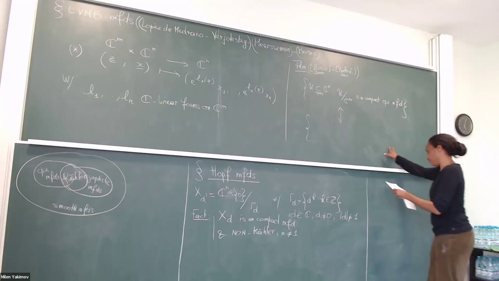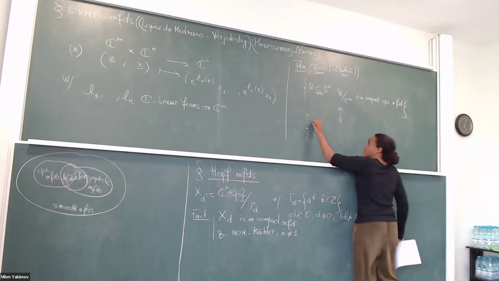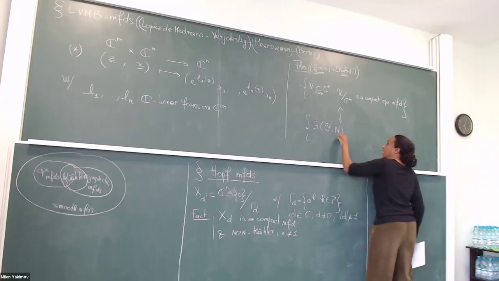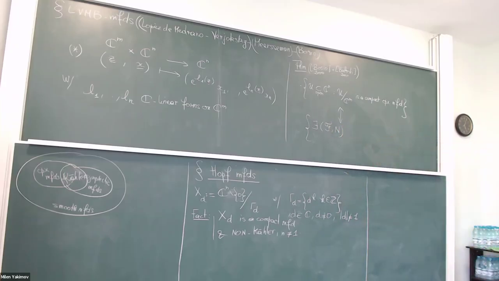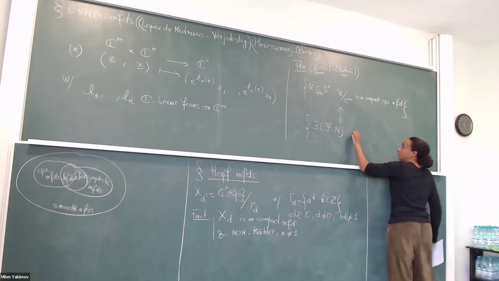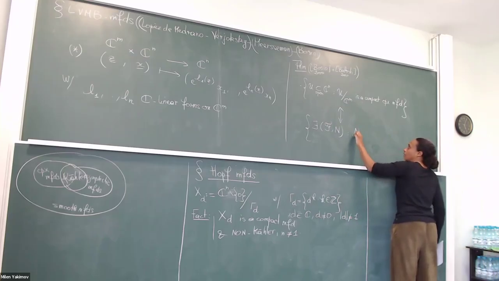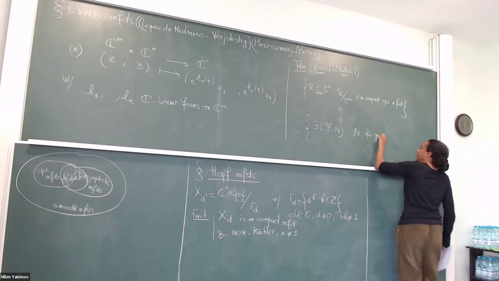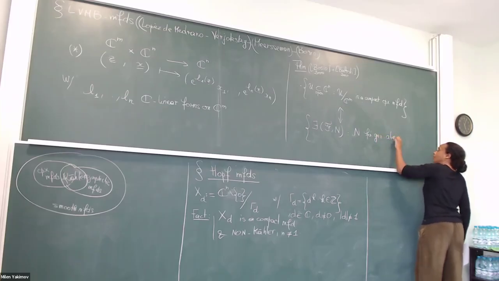There exists a pair of data, calligraphic F and N, where N is a quasi-lattice, or let's say a finitely generated abelian group.